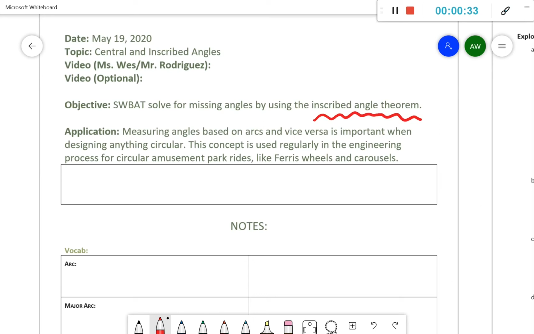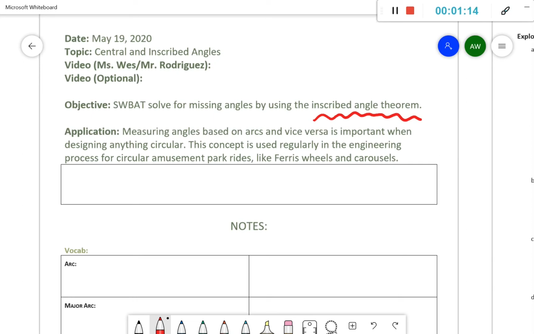So our application for today: we're talking all about circles, inscribed angles, central angles, all of these new things. And when we're talking about circles, a lot of the concepts are really useful for engineers when they're designing anything circular. The specific example I chose is amusement park rides, because they're a lot of fun to think about for the engineering that goes into them. Anything circular in an amusement park, like Ferris wheels and carousels, has design elements that depend on things like the inscribed angle theorem.